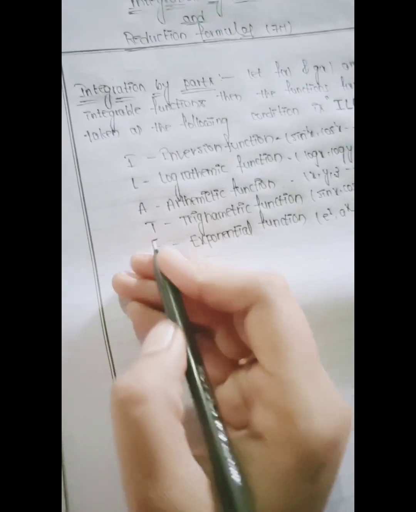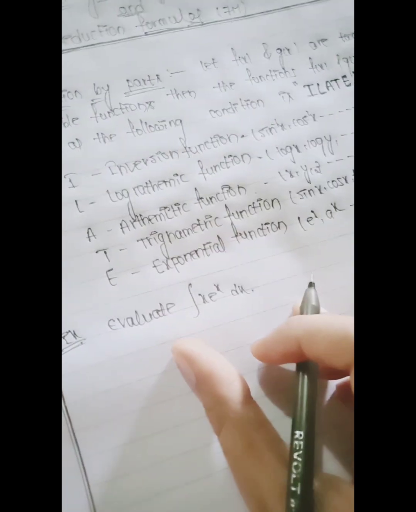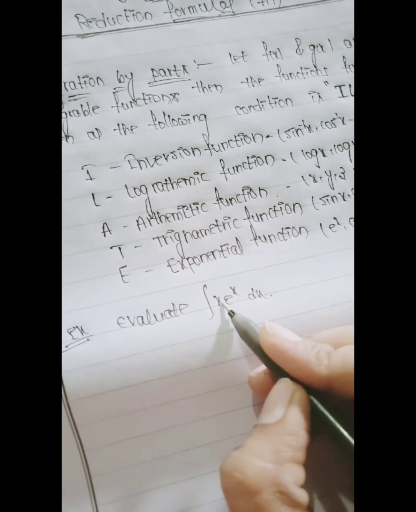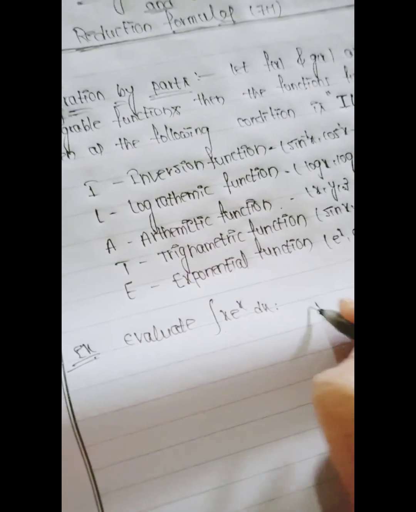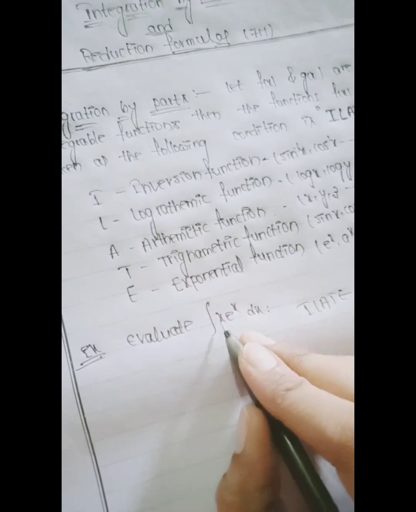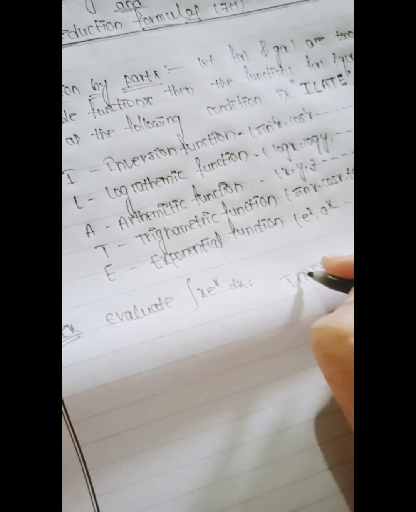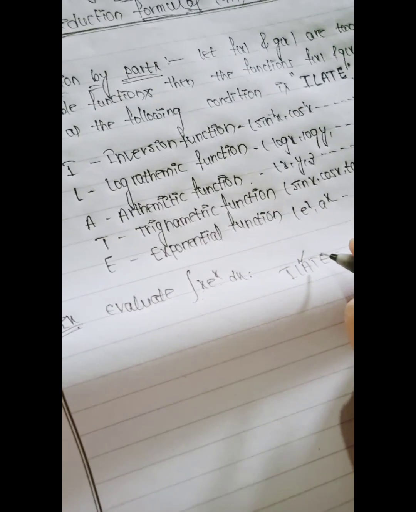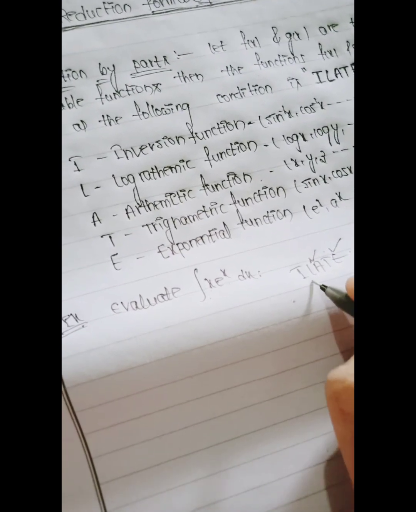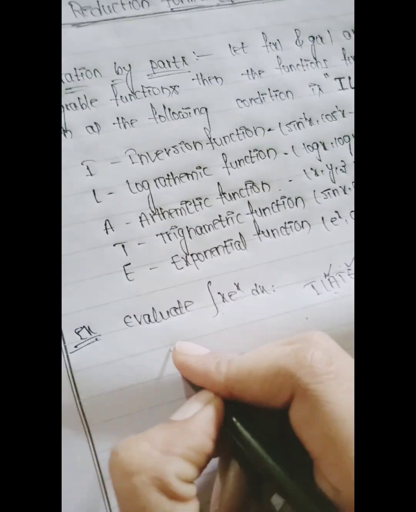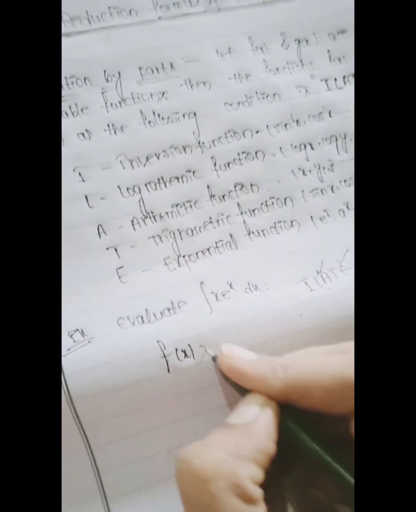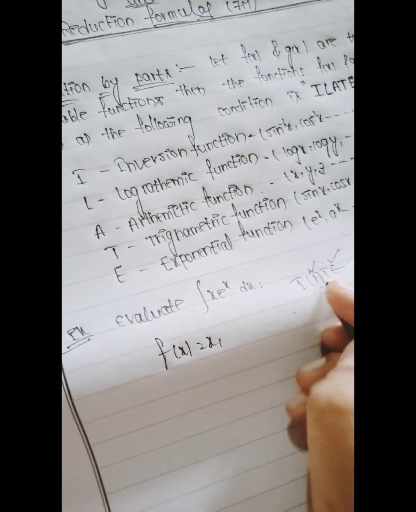This is the problem: evaluate the integral of x e power x dx. How to solve using the ILATE rule? In this, x is an arithmetic function and e power x is an exponential function. Arithmetic comes first, then exponential. So we take f of x is equal to x and g of x is equal to e power x.